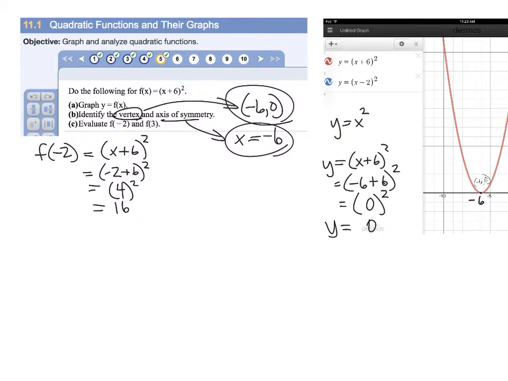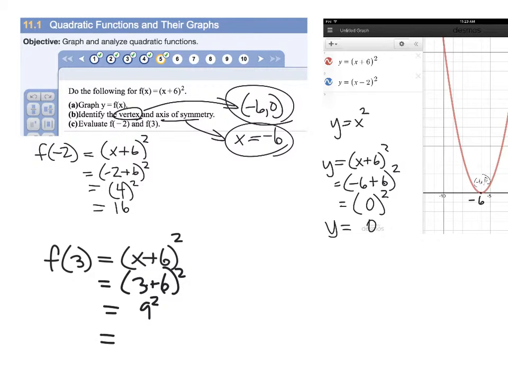Now, of course, if we want to know f of 3, you take the original equation, which is x plus 6 raised to the power of 2. Then you replace the x with a 3. So you get (3 plus 6) raised to the power of 2. So that's 9 raised to the power of 2, which is 81, which is way beyond my graph. So using the graph, using Desmos, that wouldn't have really helped. In this case, you really did need the equation.